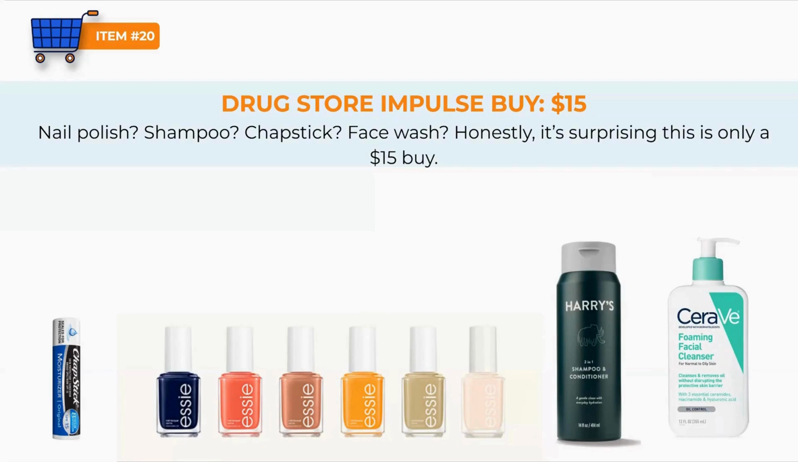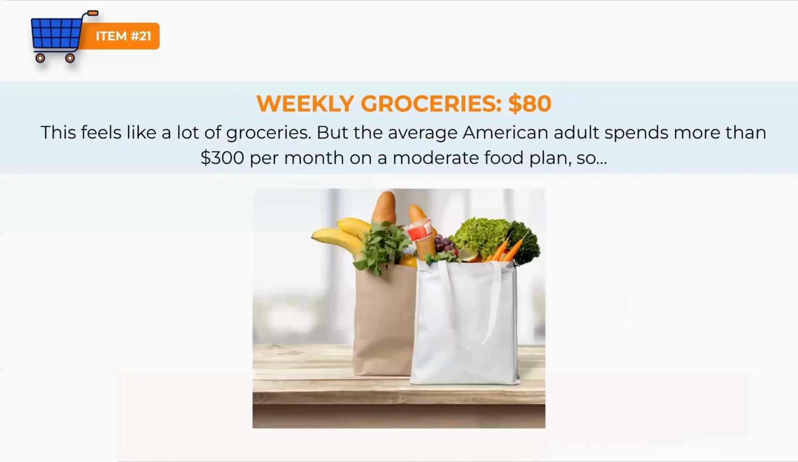Drugstore impulse buys, $15. You need some nail polish? You need some shampoo? Need some face wash? Honestly, it's surprising. This is only a $15 buy. You know how you go into TJ Maxx because you needed that one item and now you just came out with 3 or 4 more? They do that stuff on purpose. Just saying. Weekly groceries, $80.